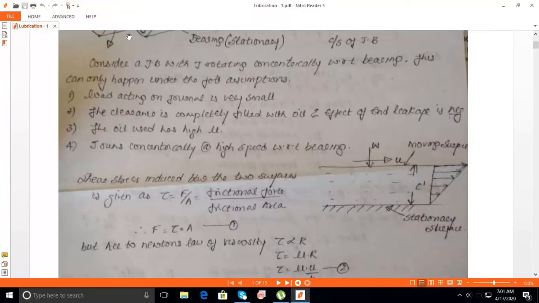Instead of saying it is rotating, I am moving it such that shear stress is induced in the surfaces. When one surface is stationary and the other surface is moving at a particular velocity, shear stress is induced, and we define shear stress as frictional force by frictional area.